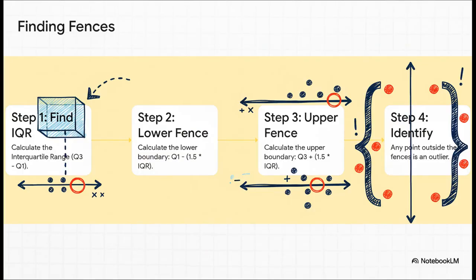So how do we actually use this? Well, once we know the size of that middle chunk, the IQR, we can use it to build what I like to call fences around our data. We calculate a lower fence and an upper fence. And the rule is dead simple. Anything that jumps over those fences, either below the bottom one or above the top one, is officially an outlier. No guesswork needed. It's a clear, simple rule.